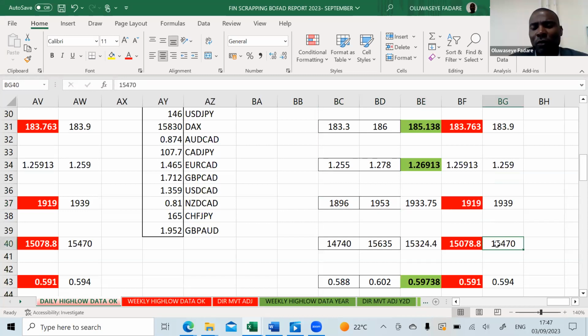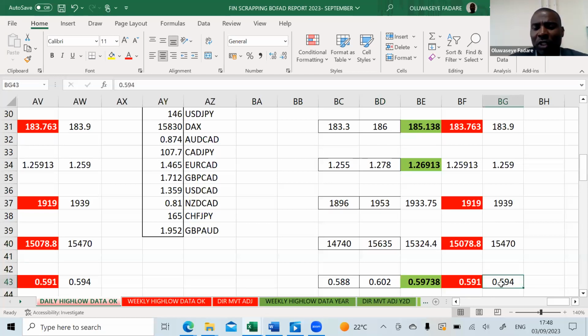Also for Nasdaq, currently the market is below 15,635, but the market is above these three. So what we expect for the rest of the month is for the market to either go above 15,635, or to come downwards to 15,324 and downwards below 14,740.